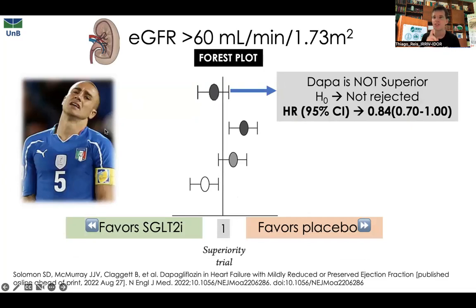However, in patients with GFR above 60, the results demonstrate that Dapa is not superior. So we didn't reject the null hypothesis. Can we claim that Dapa doesn't work in this group of patients? We can't, because the sample size was calculated for 6,100 patients. These patients with GFR above 60 are not 6,000. So this is only an exploratory result, not confirmatory.